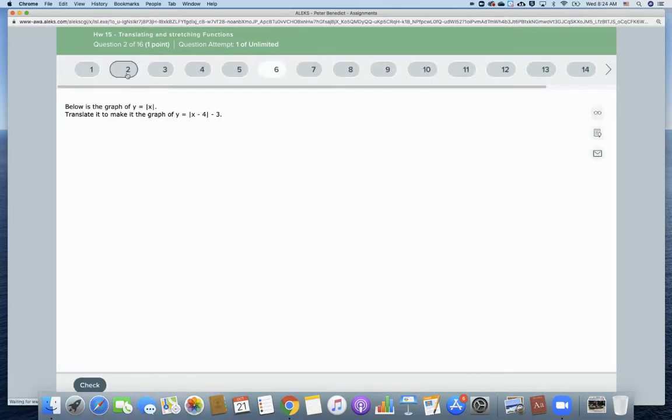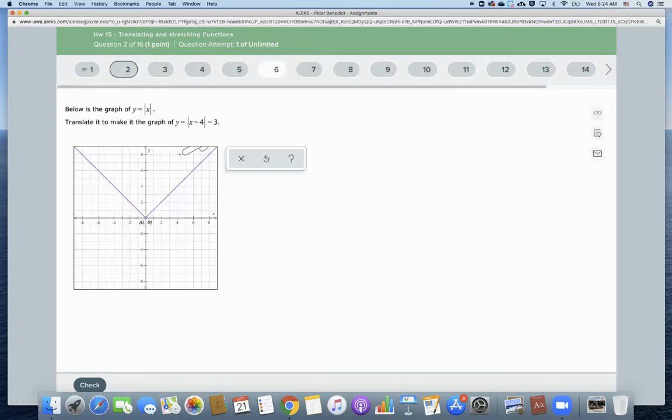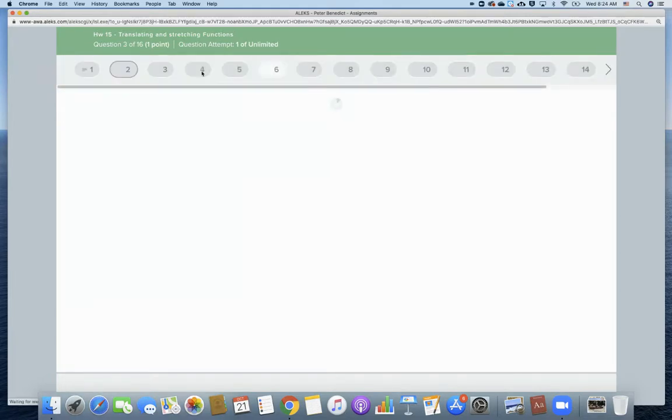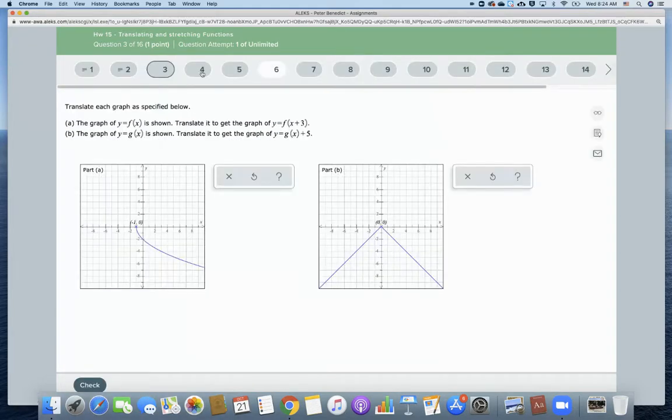So we're going to look at a couple different types of functions. This one has multiple translations. Inside is 4 units to the right, and then outside is down 3. So we're going to go down 3 like that, and then I've translated that function. But once again, this is an absolute value function. Let's move along a little bit.